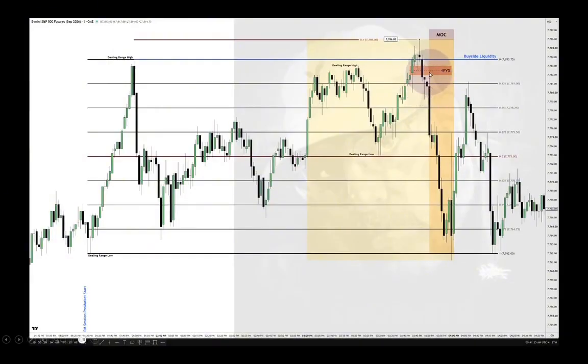Opens, rallies up into the inversion fair value gap, fails to touch consequent encroachment, breaks lower aggressively. This is all the first minute of the macro at 350. Now, to the left of that, we see a small little pool of liquidity here. So there's sell side there. There's sell side here, relative equal lows. There's sell side here. There's sell side here.